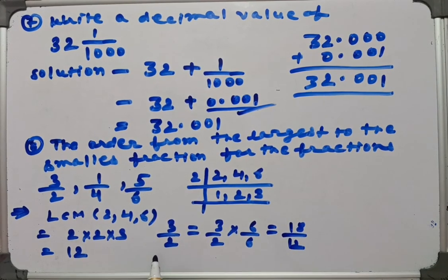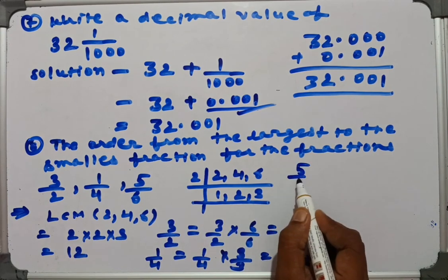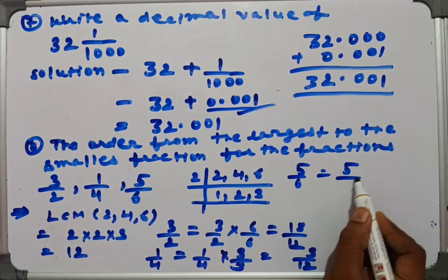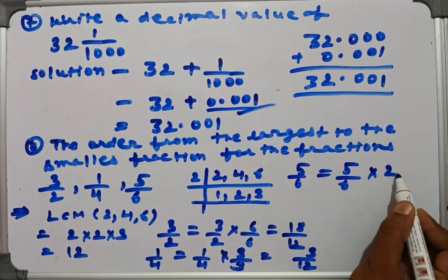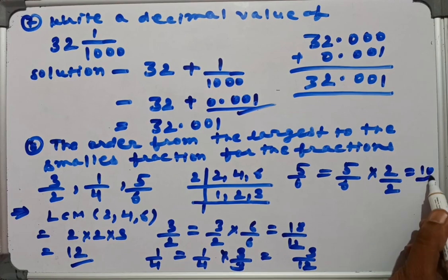Now second one is 1 by 4. Now 4 3s are 12, so multiply 3 in numerator and multiply 3 in denominator. 3 by 3 equal to 1. So this is equal to 3 by 12. About this one, 5 by 6. So 5 by 6 equal to 5 by 6 into 2 by 2. Why 2? Because 6 2s are 12 here. So this becomes 10 by 12.